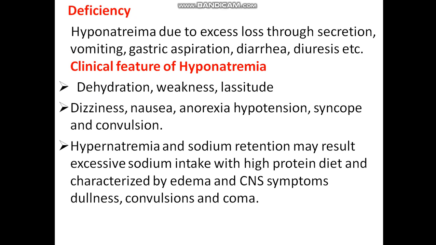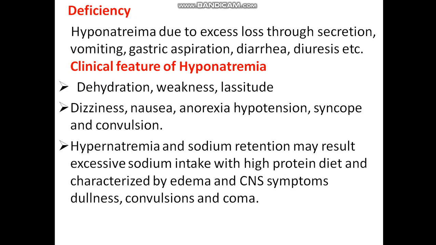What are the clinical features of hyponatremia? Dehydration, weakness, lassitude. Lassitude means weakness of physical and mental. Then dizziness, nausea, anorexia, hypertension, syncope, and convulsion. Next one is hypernatremia. Hypernatremia and sodium retention may result from excessive sodium intake with a high protein diet and are characterized by edema and CNS symptoms: dullness, convulsions, and coma.